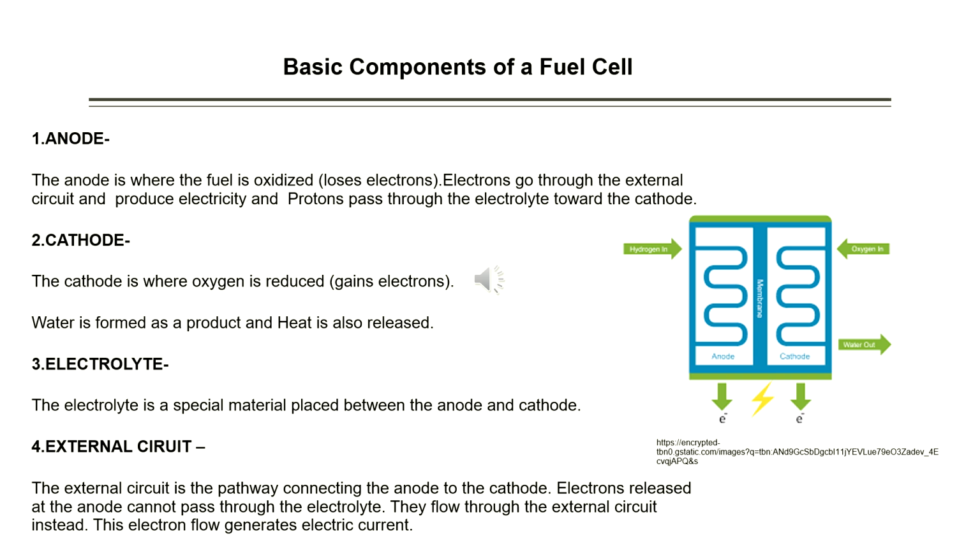Then the fourth one is external circuit. The external circuit is the pathway connecting the anode to the cathode. Electrons released at the anode cannot pass through the electrolyte as it blocks the electrons. So they flow through the external circuit instead, which will generate the electrical current.